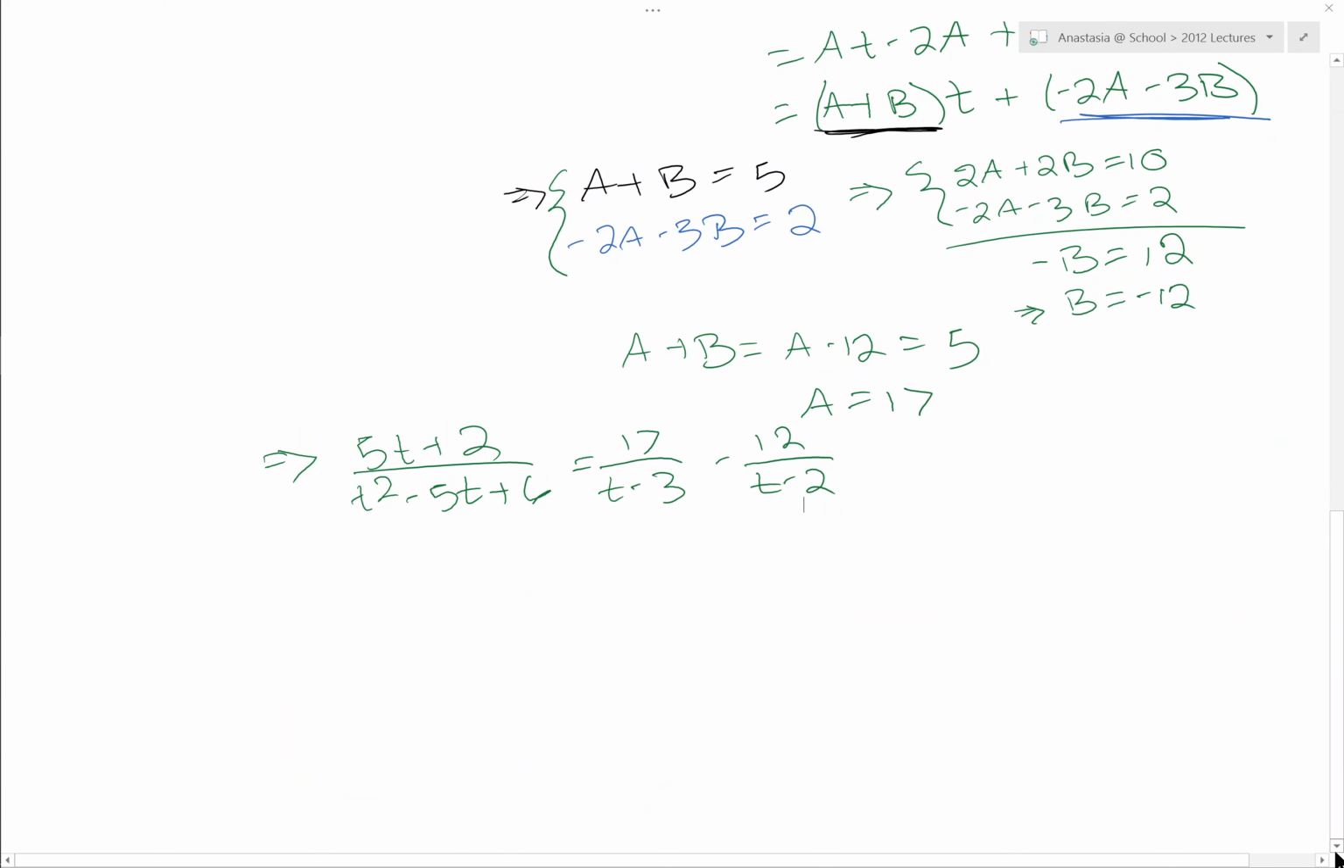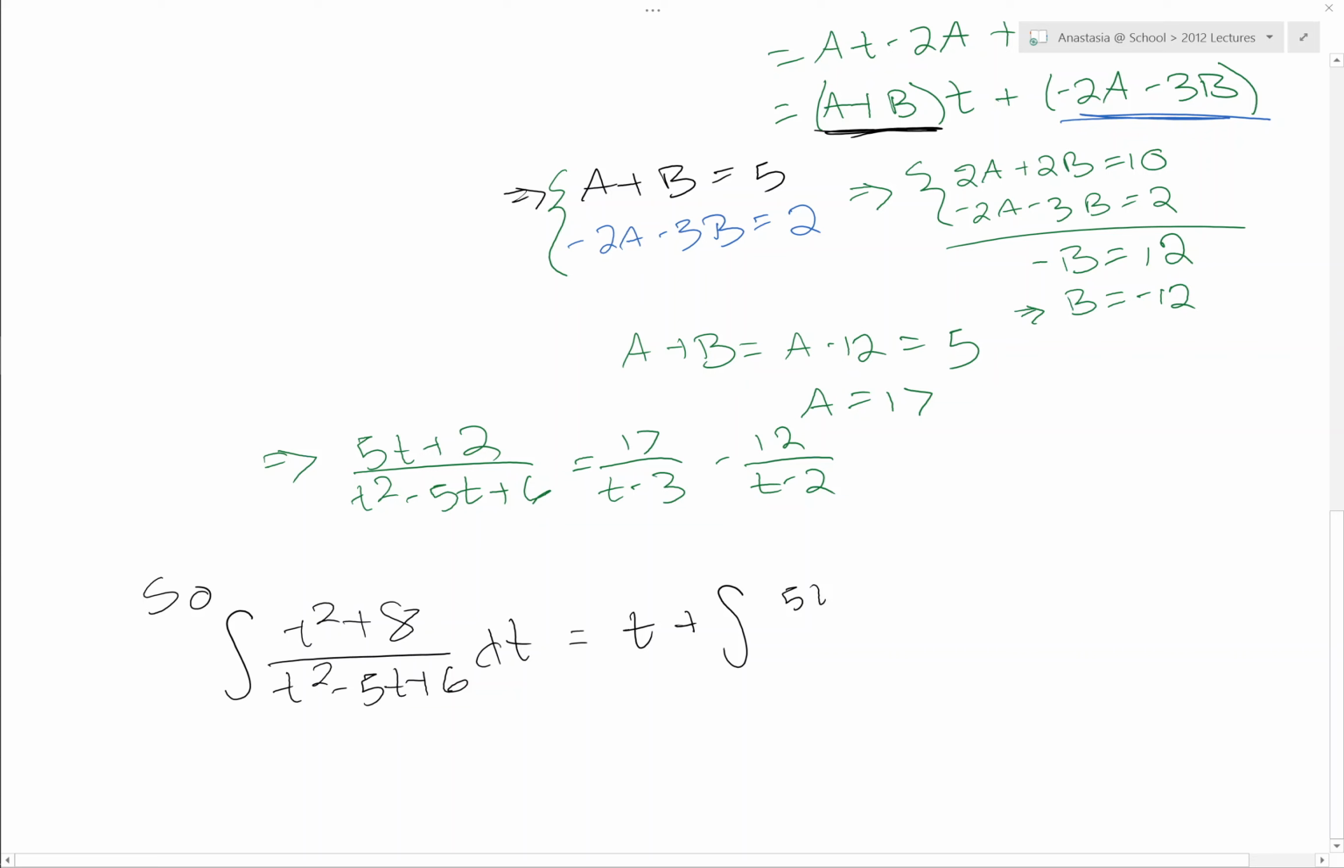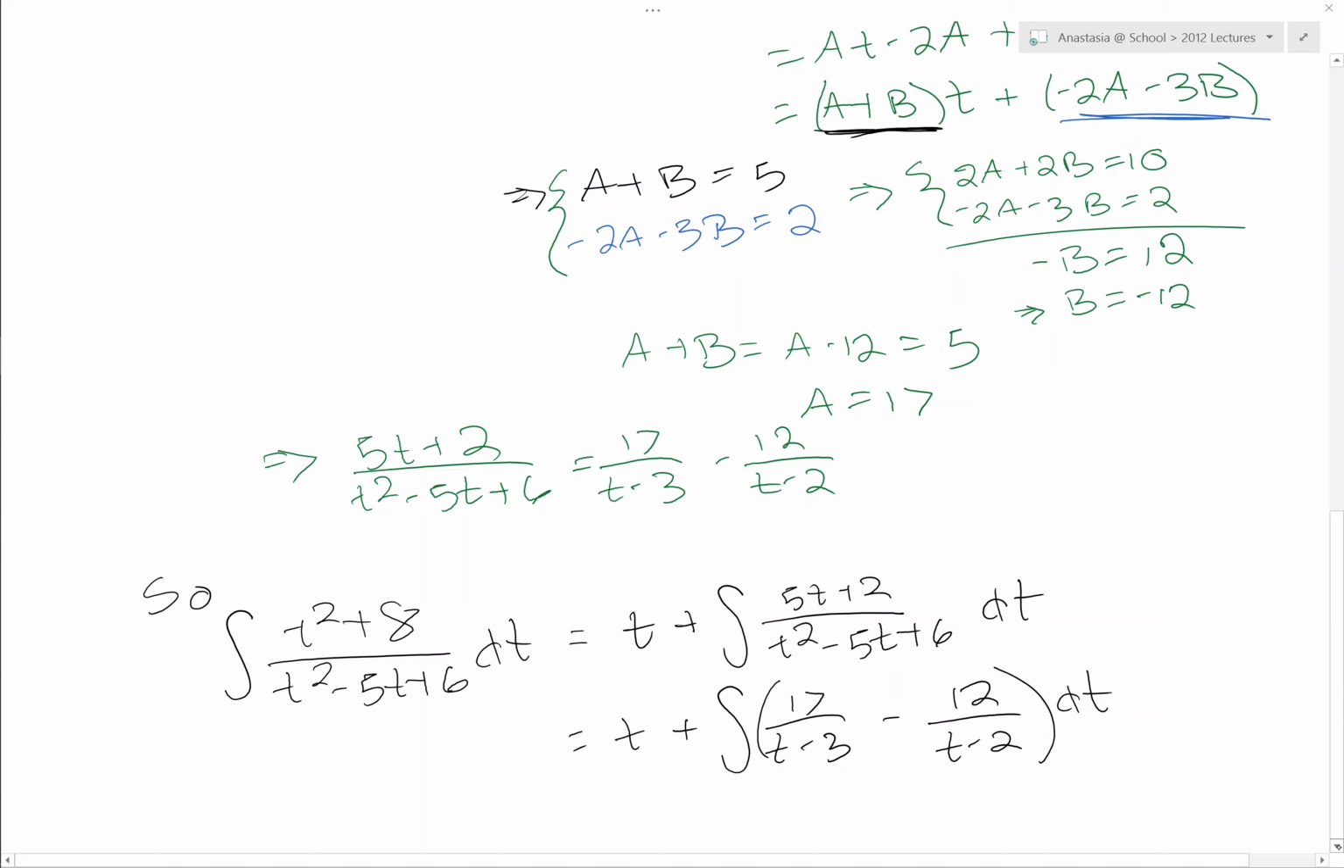Okay, so now that we have our partial fraction decomposition, this means that we can go back to our integral. So we had the integral of t squared plus 8 over t squared minus 5t plus 6 dt to begin with, but we already did a little bit of work. We did some long division. We had one term that we ended up integrating to t already, and then we had the integral of 5t plus 2 over t squared minus 5t plus 6 dt. Now that integral we can rewrite as the integral of 17 over t minus 3 minus 12 over t minus 2, and all of that dt.